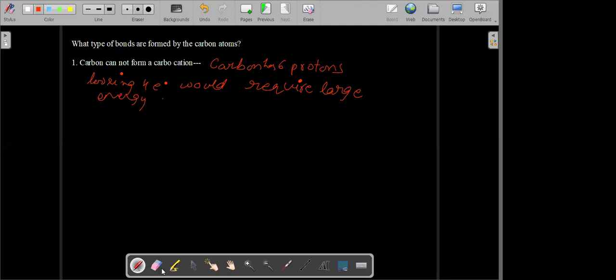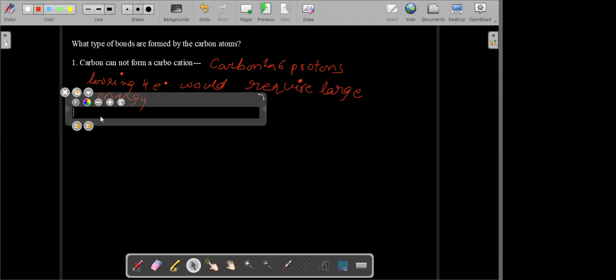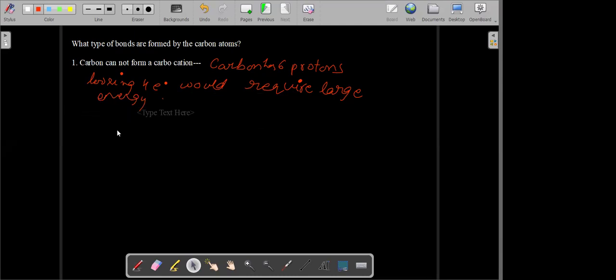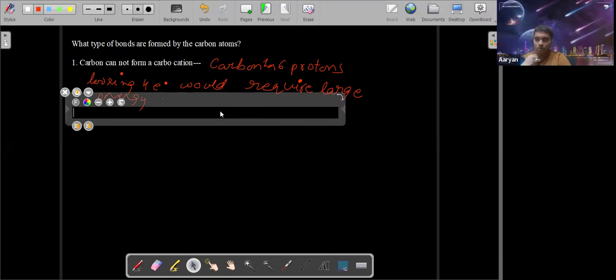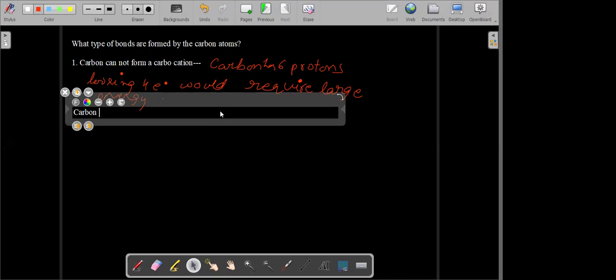Also, the second problem with carbon is that it cannot form a carbanion. So why can carbon not form a carbanion? Sir, gaining four electrons will be difficult, no, sir? Yeah, it will be difficult for the nucleus to hold the 4 electrons.